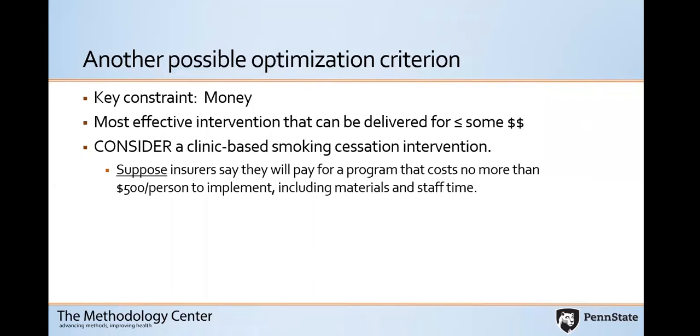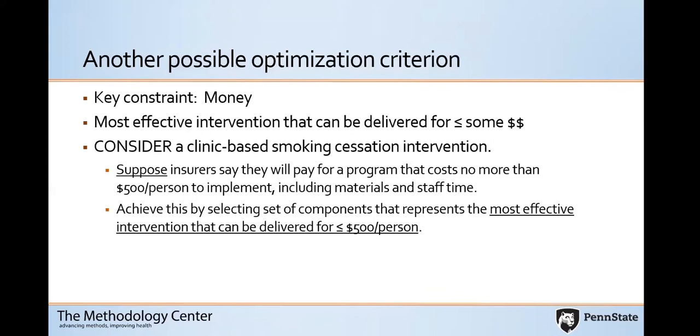Another possible optimization criterion would be one where the key constraint is money. So maybe you want the most effective intervention you can build that can be delivered for less than some upper limit on cost. So consider a clinic-based smoking cessation intervention. Maybe insurers have told you that they'll pay for a program that costs no more than $500 a person to implement, including all materials and staff time. What can you do with that? Well, you can select a set of components that represents the most effective intervention you can get based on the components you have on the table that can be delivered for no more than $500 a person. And again, the optimization trial gives you the information you need to make that selection.